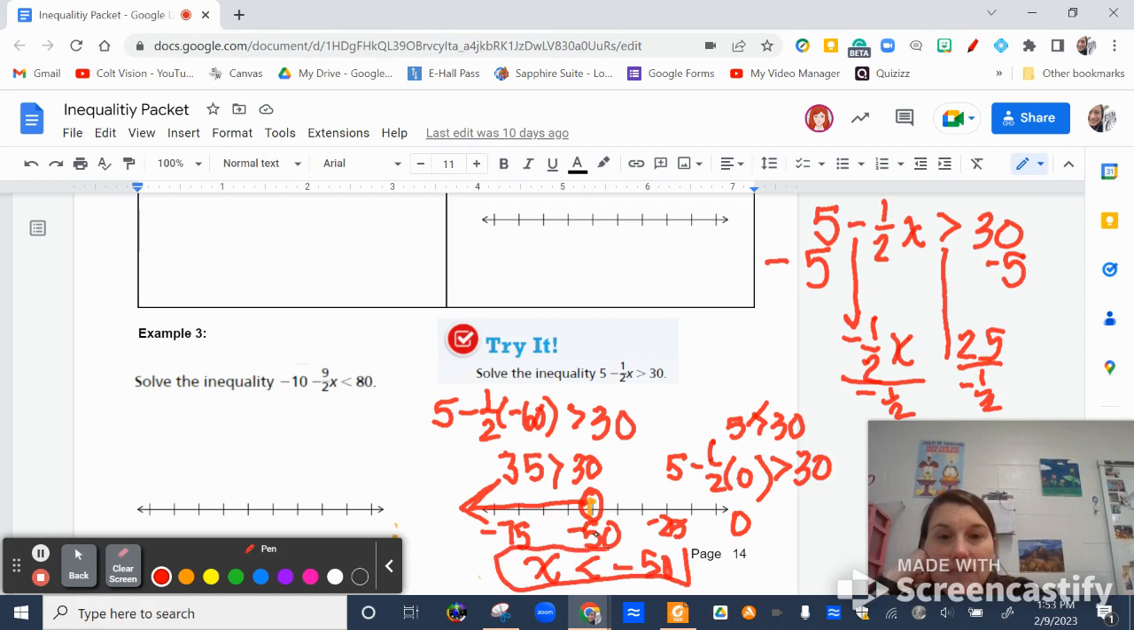What I want you to notice is that in this solution, the inequality symbol matches the arrow pointing to the left, but it does not match what's in the original. So it flipped. Sometimes it's going to flip. And it flipped here because when we divided by the coefficient, this coefficient here was negative.